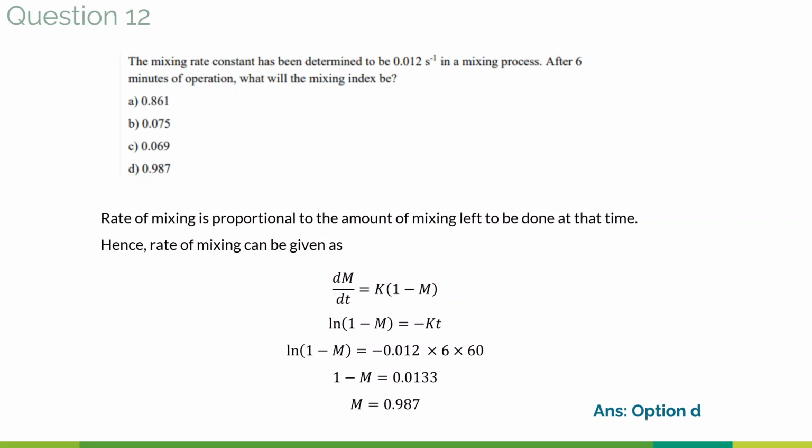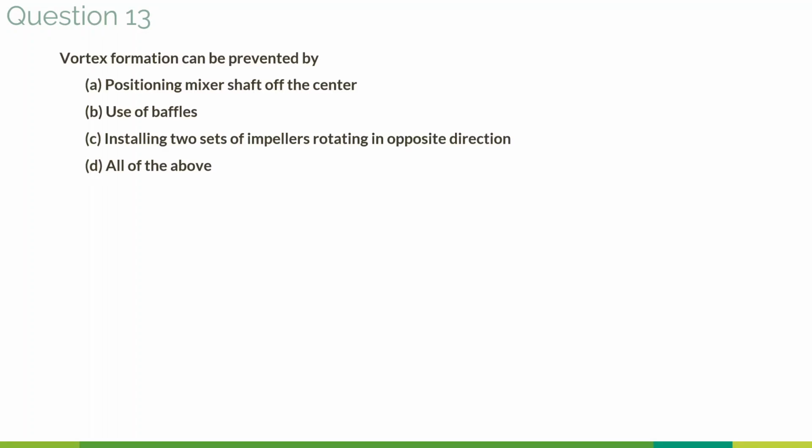So question 13. The vortex formation can be prevented by A. Positioning the mixer shaft off the center, B. The use of baffles, C. Installing two sets of impellers rotating in the opposite direction, and D. All of the above. So if you remember, a tangential velocity component acts in the direction tangent to the circular motion.